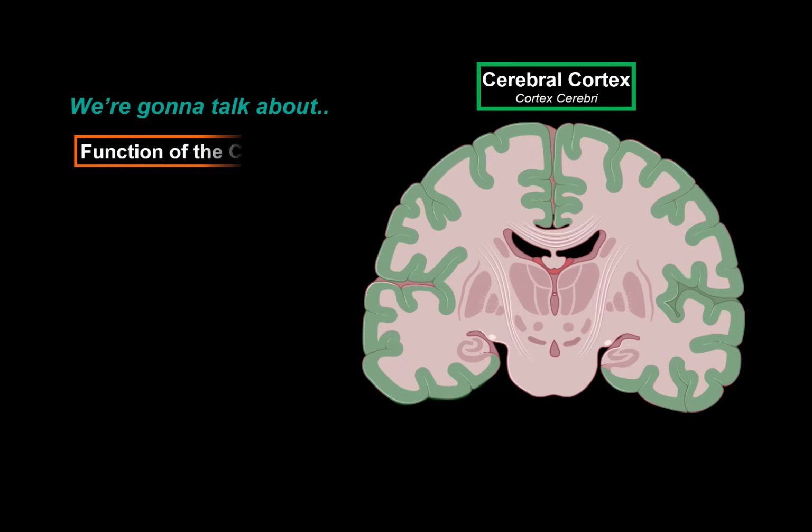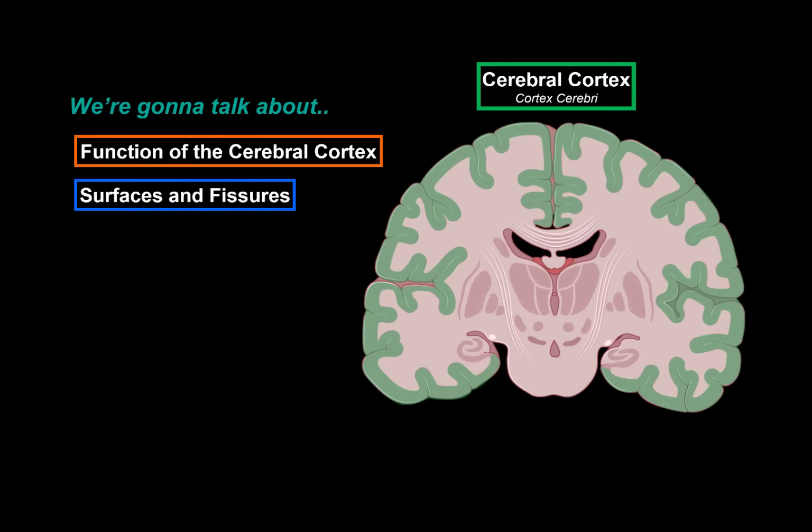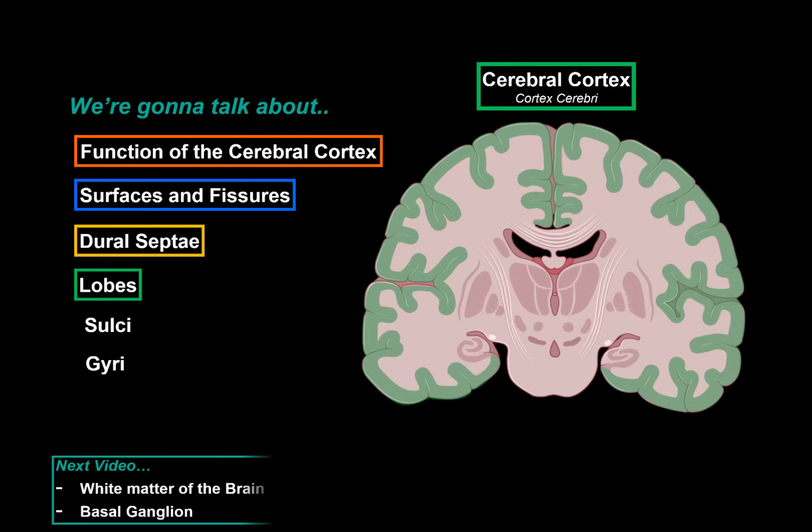So in this video, we're first going to look at the functions of the cortex. Then we're going to go through the different surfaces and fissures. While doing so, we will go through the dural septa because they are located within the fissures of the brain. After that, we're going to go through all the sulci and gyri associated with each lobe. And then, in the next video, we're going to talk about the rest of the pallium, which is the white matter of the brain and the basal ganglia.